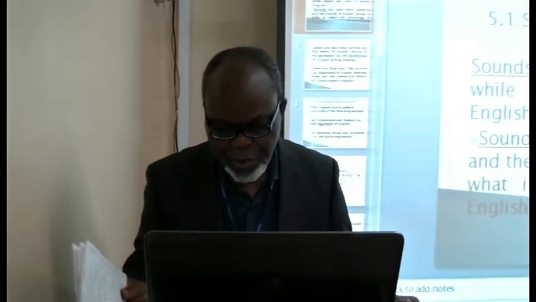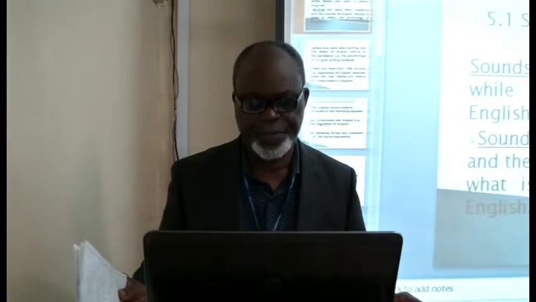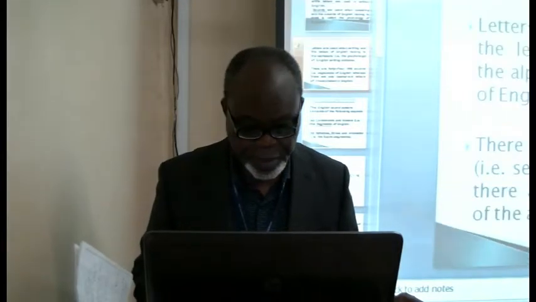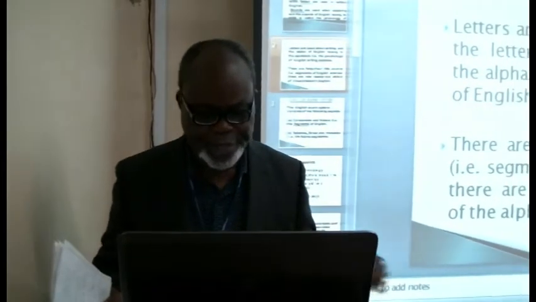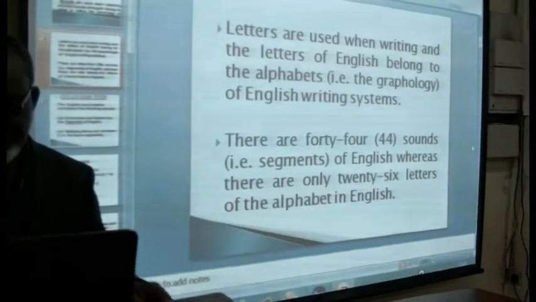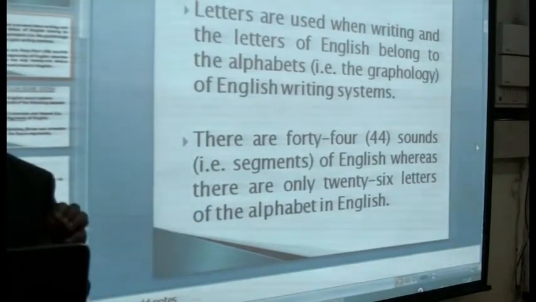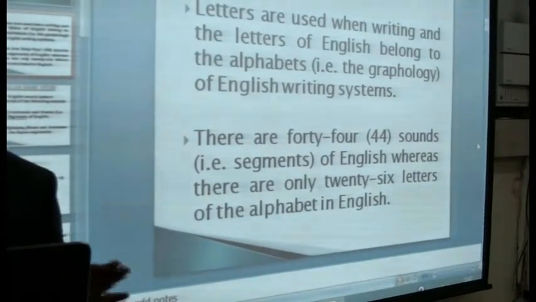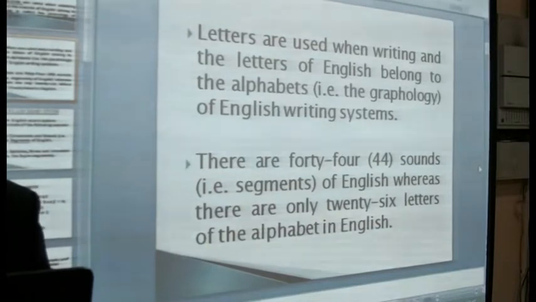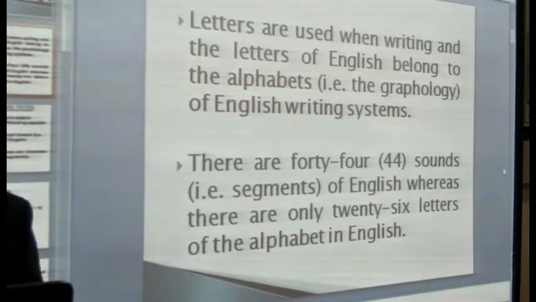Sounds are used when speaking, and the sounds of English belong to what is called the phonology of English. That's a technical term, but you needn't worry about it. Letters are used when writing, and the letters of English belong to the alphabet, that is the graphology of the English writing system. That's again another technical term. You needn't worry about that.